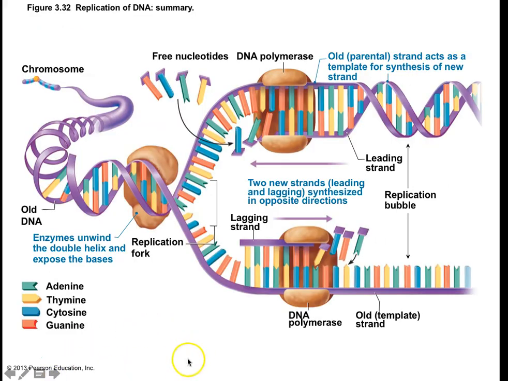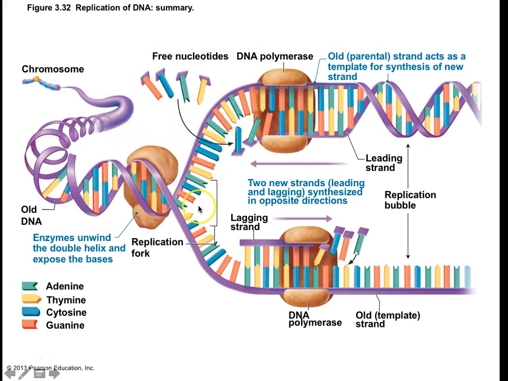And this is showing a kind of color-coded, where your adenine is green, thymine's yellow, cytosine is blue, guanine is red. So you can see the base pairing going on right now. The enzyme that does this, that makes the new copy, is DNA polymerase. I do want you to know that.